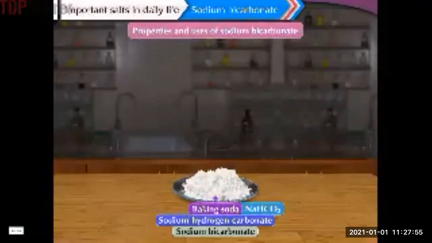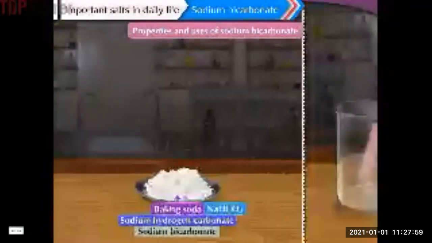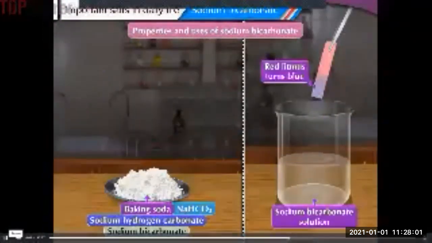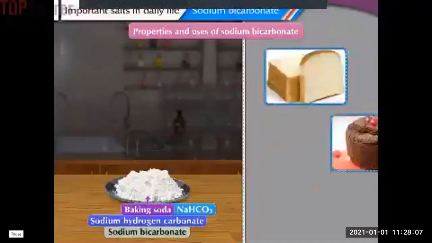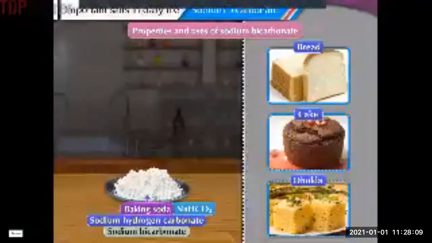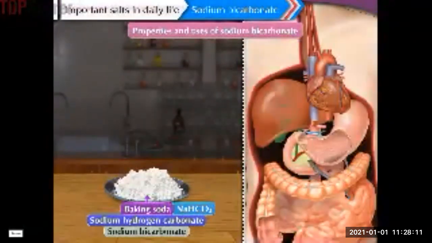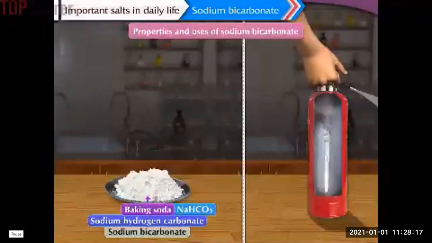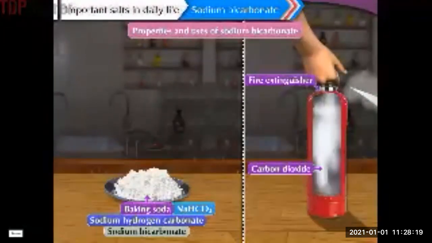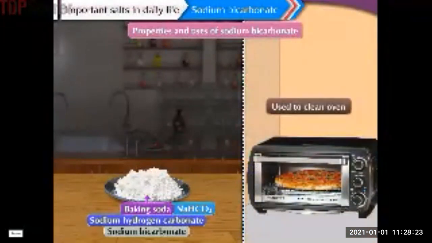Now let us understand the properties and uses of sodium bicarbonate. Sodium bicarbonate turns the red litmus blue. This shows that it is basic in nature. It is used to make bread, cake, dhokla. As it is basic in nature, it is used to reduce acidity in the stomach. It is used to make the active substance carbon dioxide in the fire extinguisher. It is used to clean an oven.